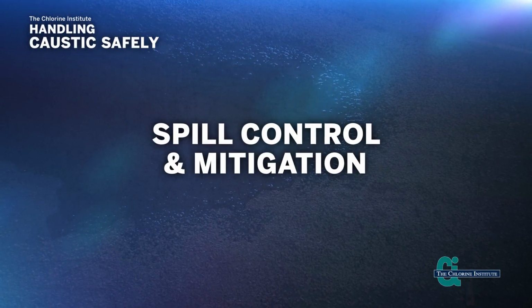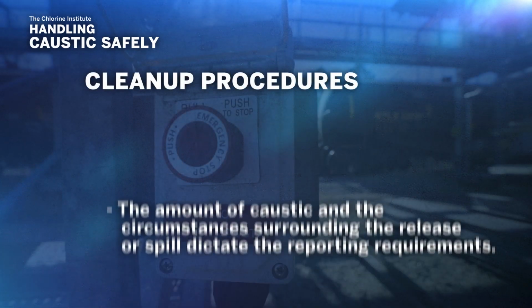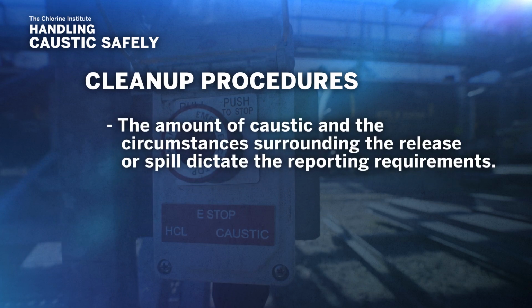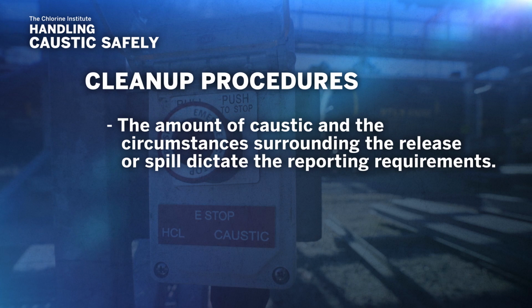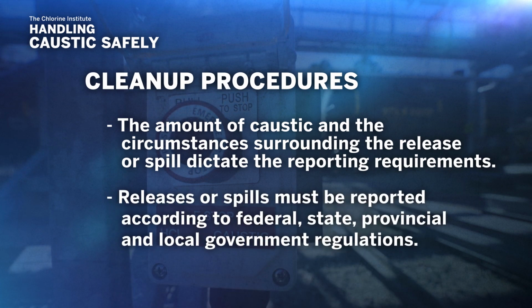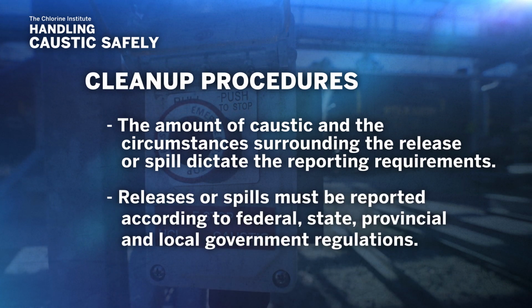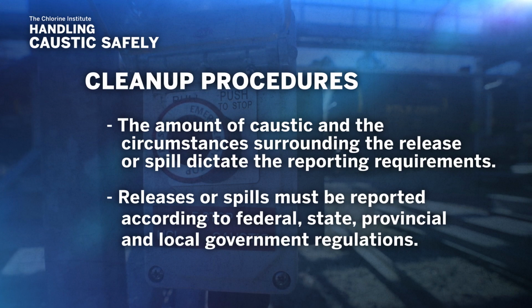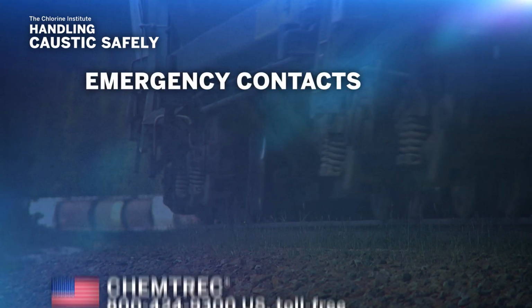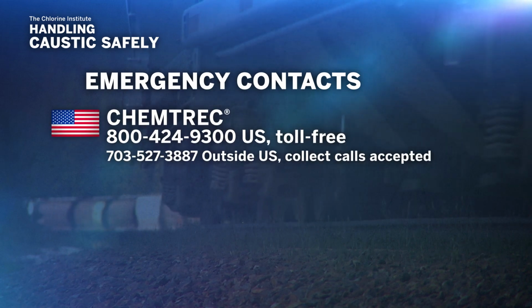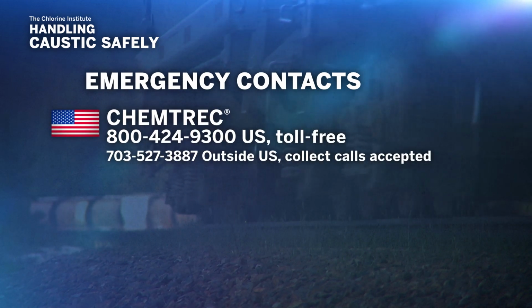Even when operators attempt to follow approved methods and procedures, spills and releases may occur. The amount of caustic and the circumstances surrounding the release or spill dictate the reporting requirements. Releases or spills must be reported according to federal, state, provincial, and local government regulations. For transportation-related incidents within the United States, Chemtrec should be notified.